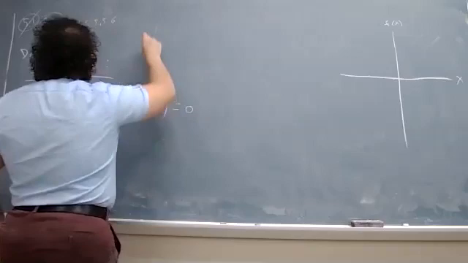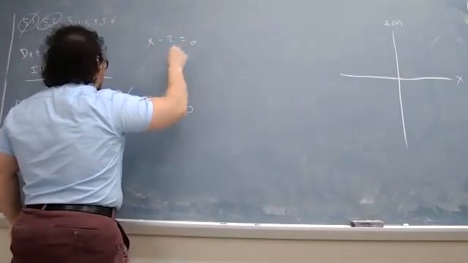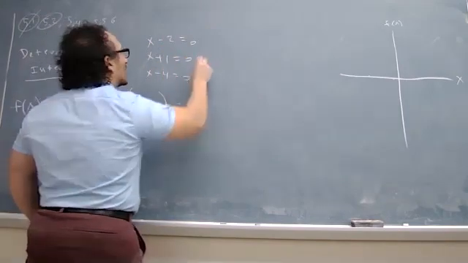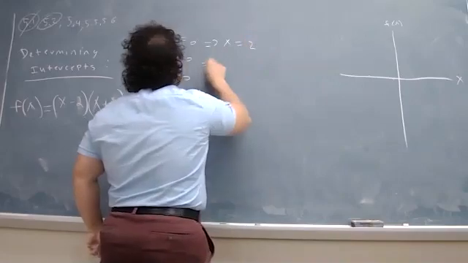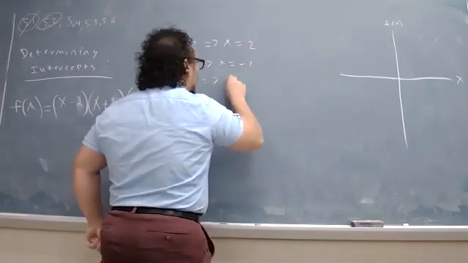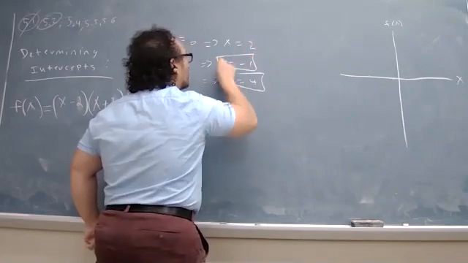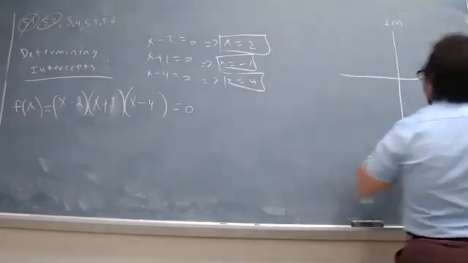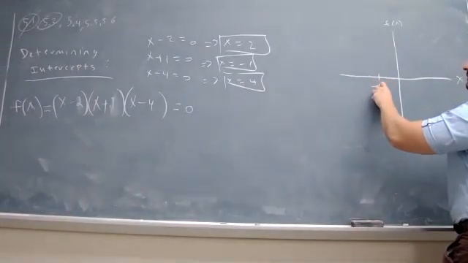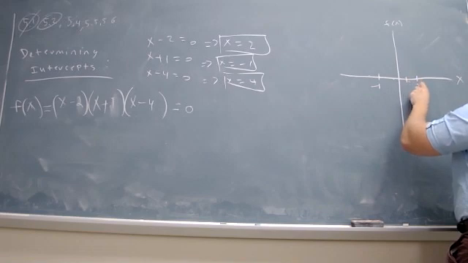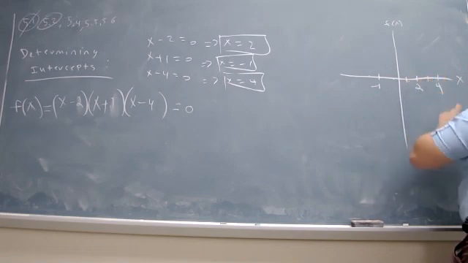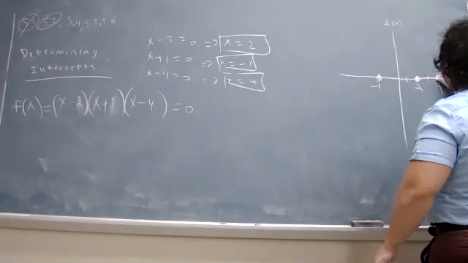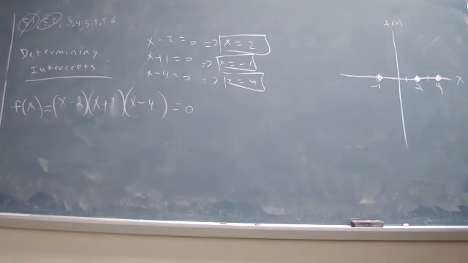To find the roots, you set each of the factors in the product equal to 0, because logically, that is all possible. So this implies x is equal to 2, x is equal to negative 1, and x is equal to positive 4. So the roots are at negative 1, positive 2, and positive 4. This is where the function will be going through the x-axis.